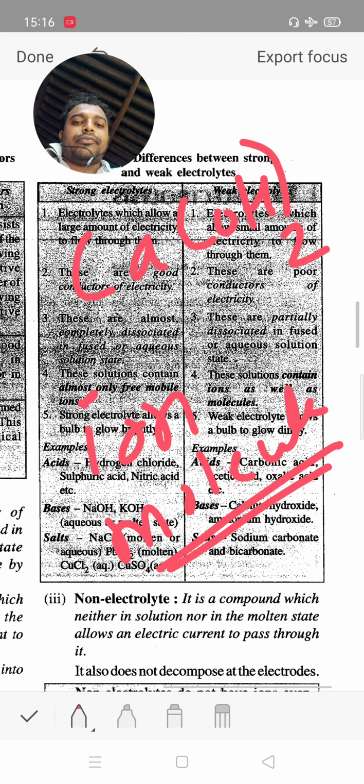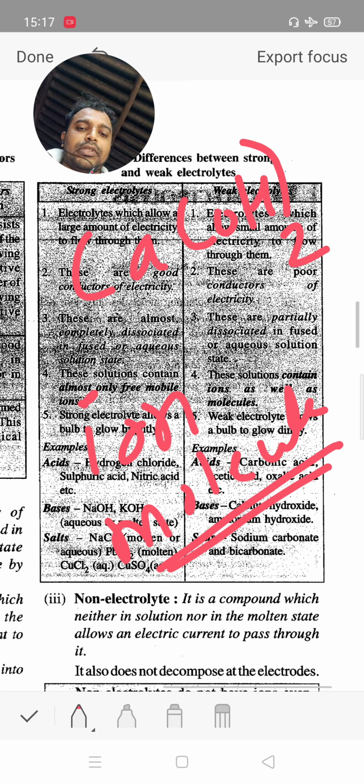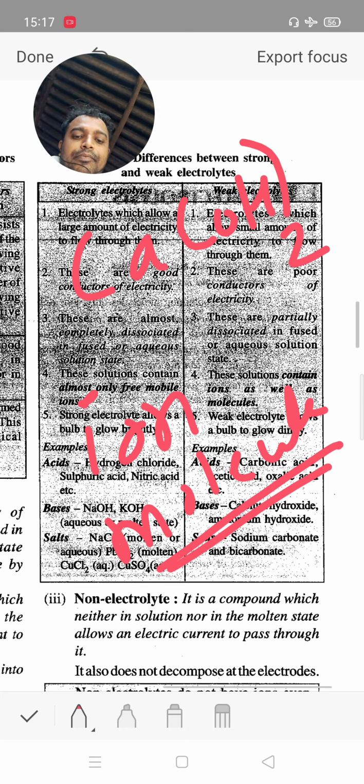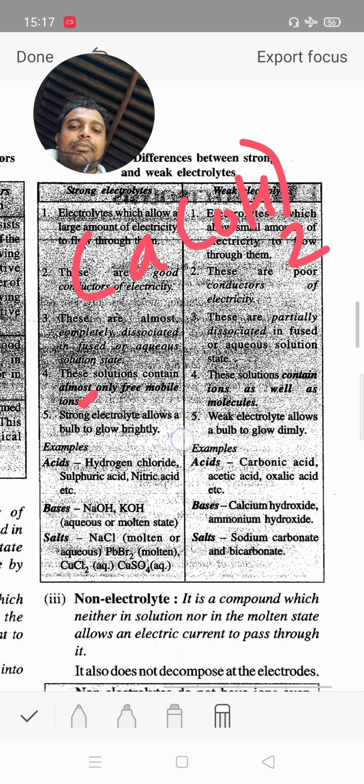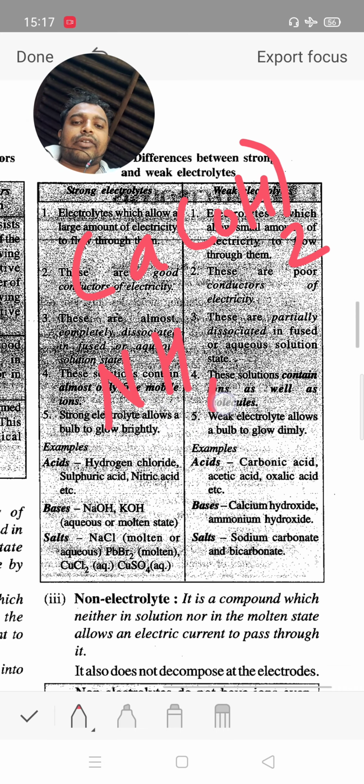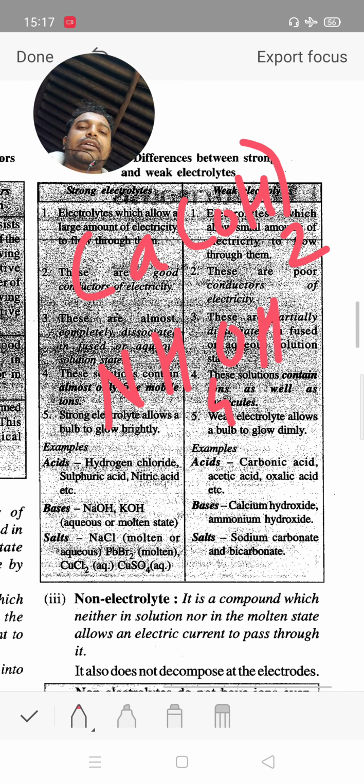Weak electrolyte example, it is a base, calcium hydroxide. It is partially dissociated, so it forms ions and molecules. It is an example of weak electrolyte. Now another example, ammonium hydroxide. It is an example of weak electrolyte.